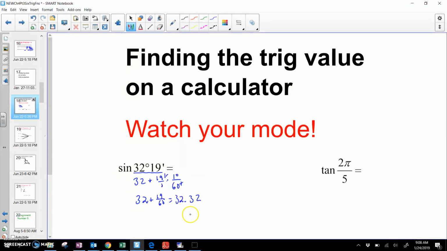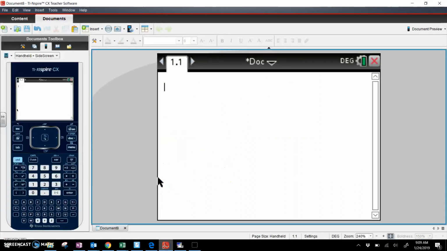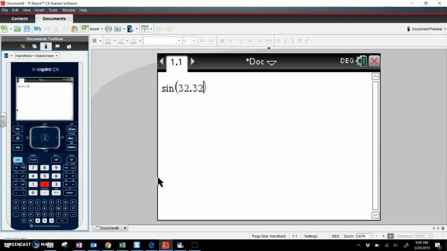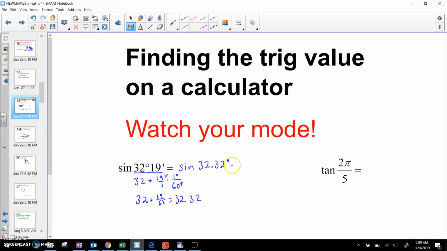And that gives me 32.32. So ultimately, in my calculator, I'm going to type in sine of 32.32 degrees. So I go to my calculator, and remember we already switched to degrees. So I'm going to do sine of 32.32. I don't need to type the degree symbol because it's there, and I get 0.535. And so that is my answer.